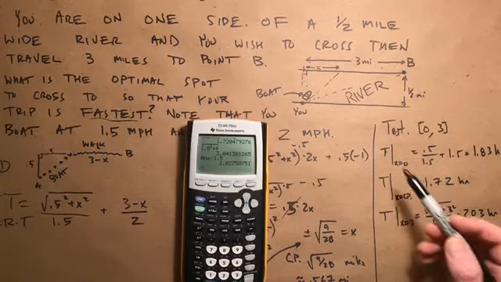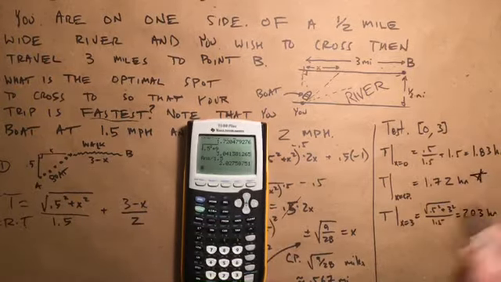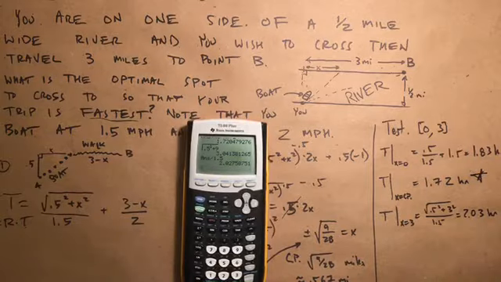These are all decimal approximations. We've tested our two endpoints and our critical point, and it turns out our critical point is the fastest. We found the fastest place to cross to. The moral of the story is, if you're boating, make sure that you bring a calculator with you so that you can figure out the optimal place to cross to.